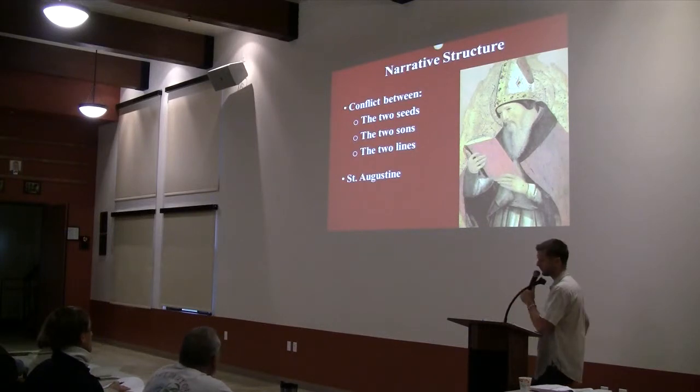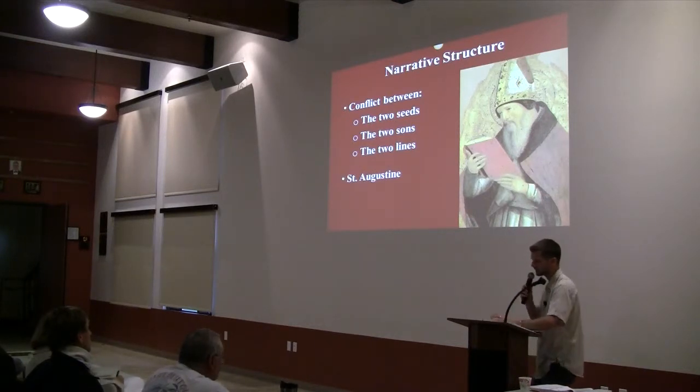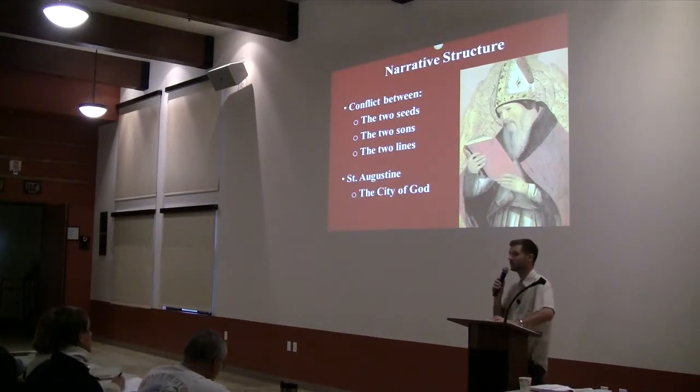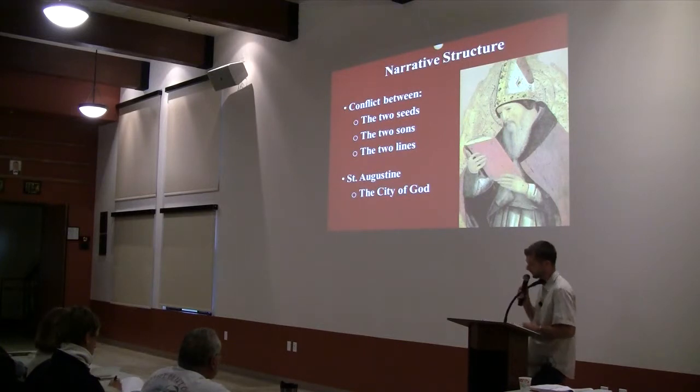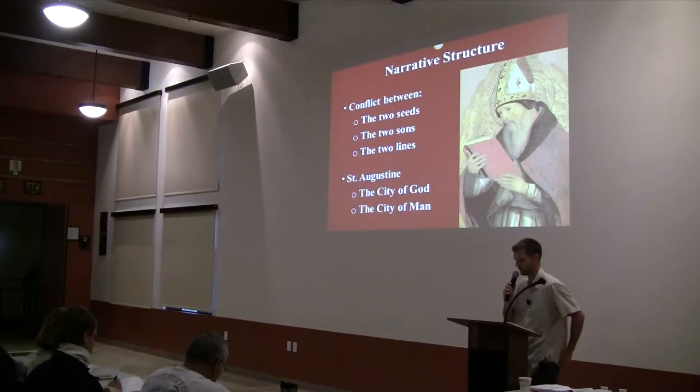But they were summed up beautifully by St. Augustine in his work, The City of God. And in The City of God, we see the conflict between the city of God and the city of man. The city of God is based upon the love of God, even to the point of contempt of oneself, even to the point of contempt of one's own name, one's own glory, one's own renown. The city of man is based on the love of self, even to the point of contempt of God.